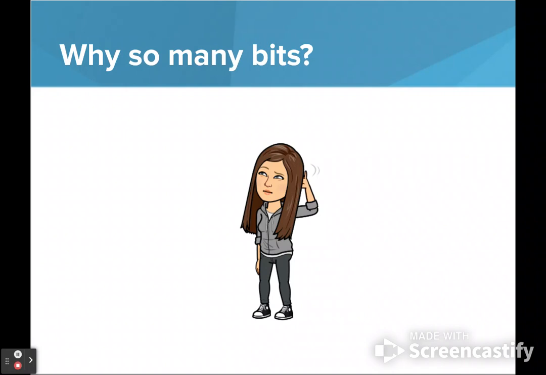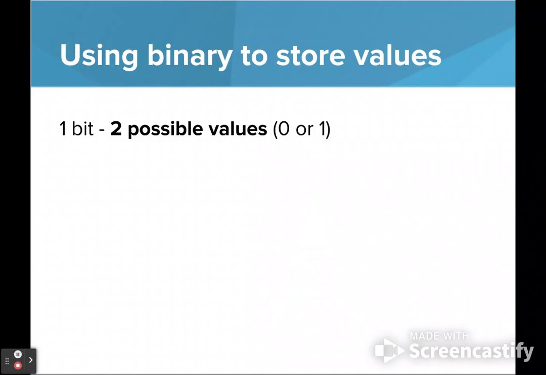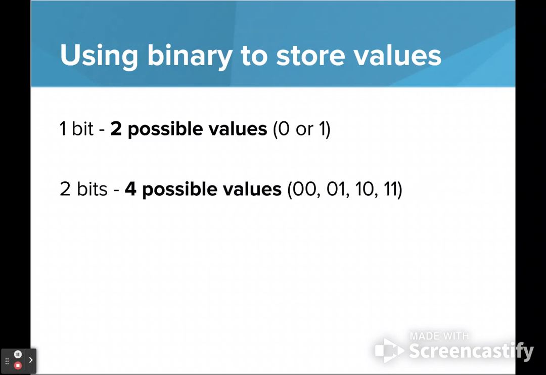Why are we using so many bits? Well, 1 bit only has 2 possible values. So if we're only using the ones place, the only options are a 0 or a 1. Those are our only possible values. If we have 2 bits, we now have 4 possible values. So if we're going to use only the ones place and the twos place, we can do 0, 0, we can do 0, 1, we can do 1, 0, we can do 1, 1.